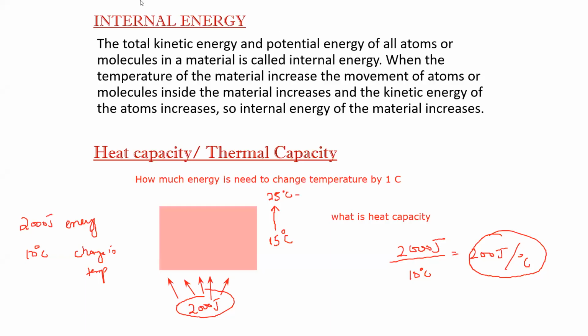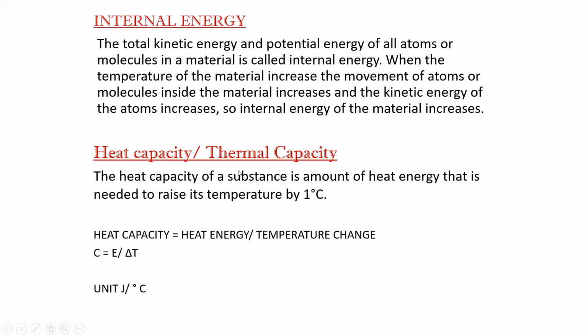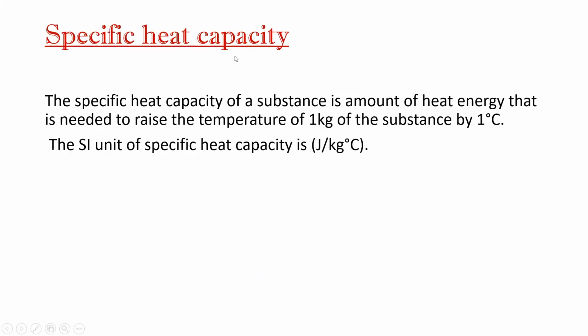So the formula to calculate the thermal capacity or heat capacity is energy divided by temperature change. How do we represent the heat capacity? Heat capacity is denoted by capital C. Energy is denoted by E, and temperature change is denoted by delta T. So C is equal to E divided by delta T. And what is the unit? The unit of energy is joule, and the unit of temperature change can be Kelvin or degree centigrade. Normally Celsius or centigrade is given, so it will be joule per degree centigrade.